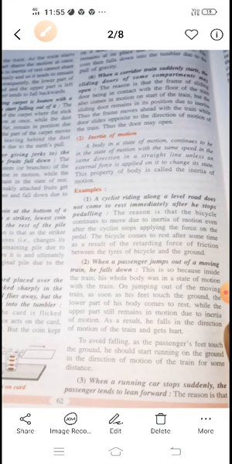Next one, when a running car stops suddenly, the passenger tends to lean forward because the object is in inertia of motion. If you put a sudden brake, it is coming to inertia of rest. So by default the passenger will fall forward. So all these are your inertia and types of inertias.